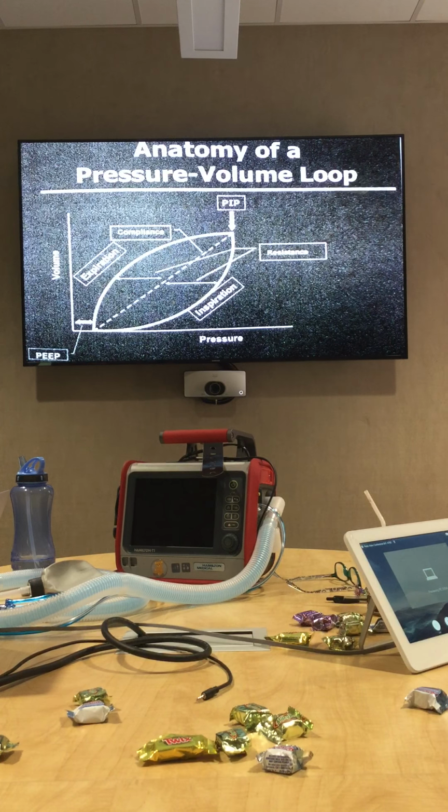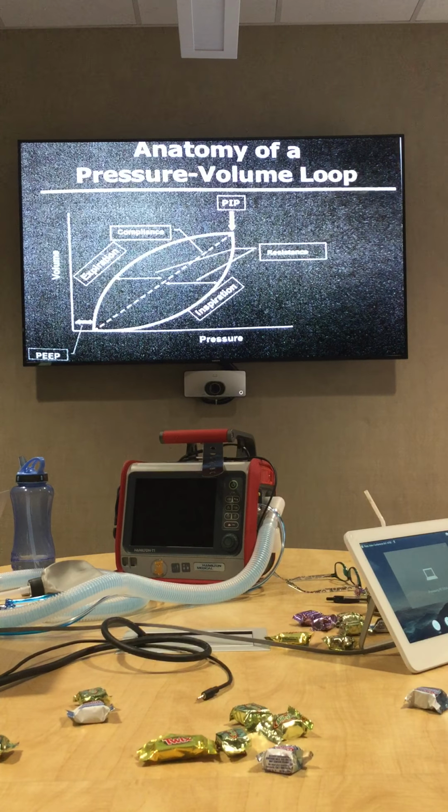How easy the lung is to ride. The definition of compliance is a change in volume over a change in pressure. So if I give 1 centimeter of water pressure, my volume should change by 1 centimeter of water pressure, which equals the slope of that axis at a 45-degree angle.